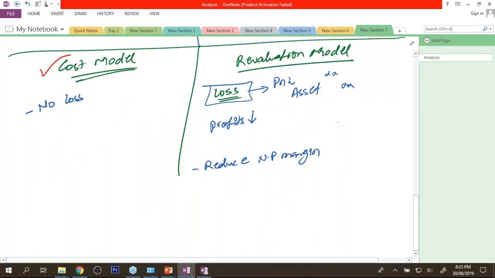What about the ROCE? Will the ROCE be better or not? Will it increase or decrease because of the revaluation loss?